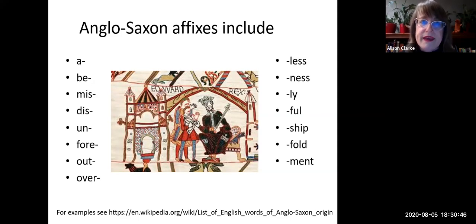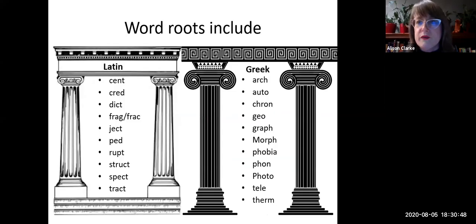And then there's a whole lot of word roots that came from Latin and Greek that carry their own meaning. And it's really useful to know what they are and what their standard spelling is. For example, chron, it's not a C or a K, it's a CH because it's Greek. Chron, meaning time, so synchronized, chronological, chronic, all those kinds of words.